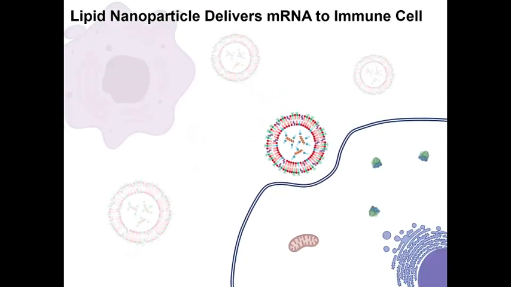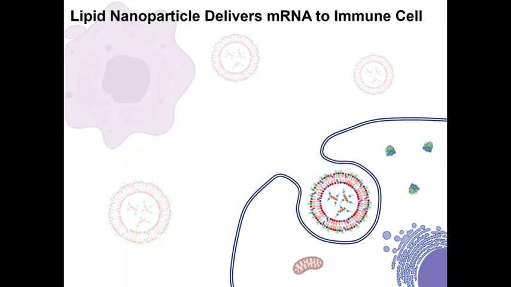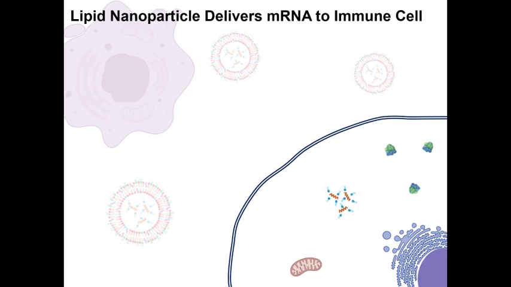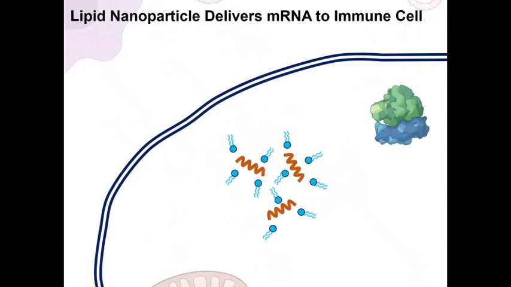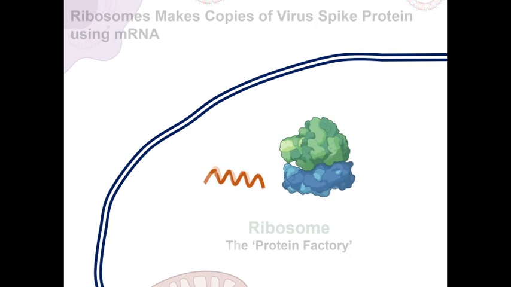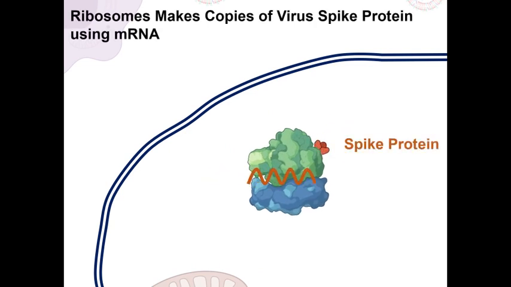The lipid nanoparticle is able to then penetrate into the cell, bringing the vaccine with it. Once it's in the cell, it starts to degrade. Once it's degraded, our vaccine can now interact with the cell. The ribosome in the cell is able to use the mRNA in the vaccine to make copies of the virus spike protein.